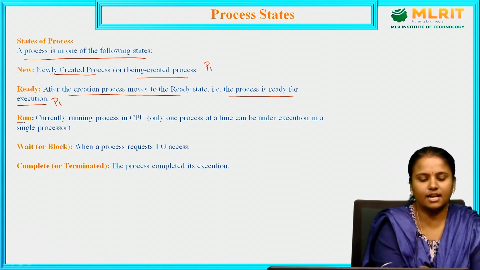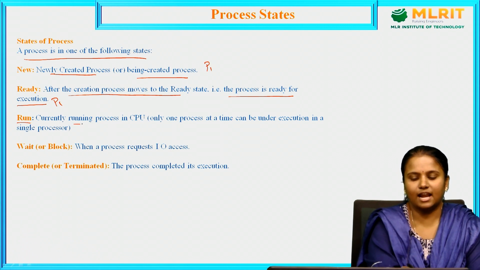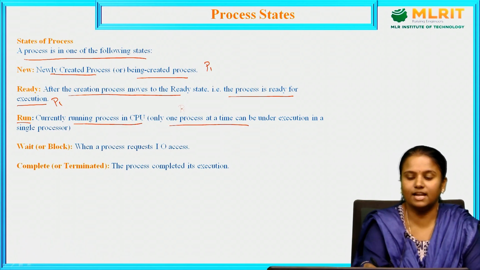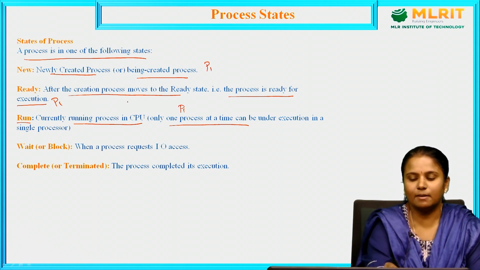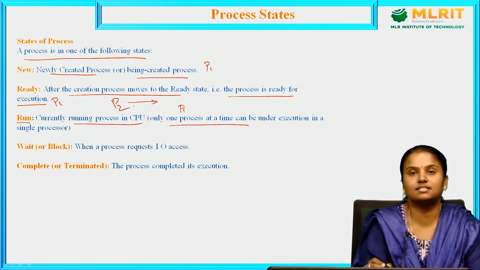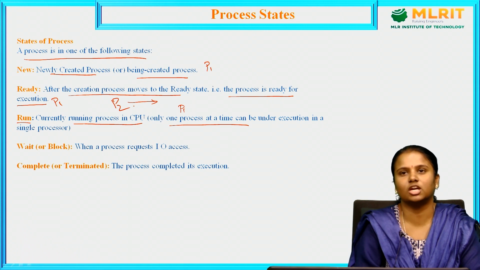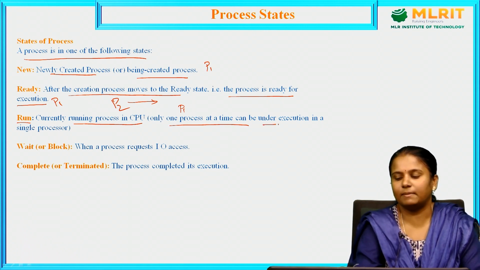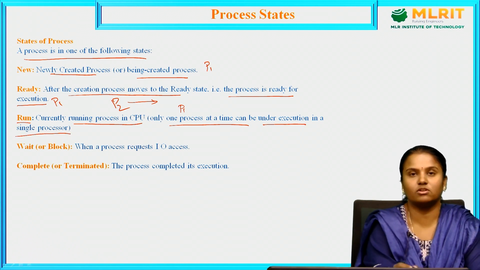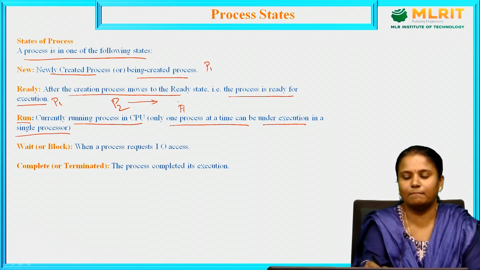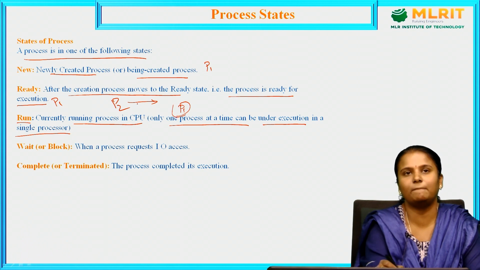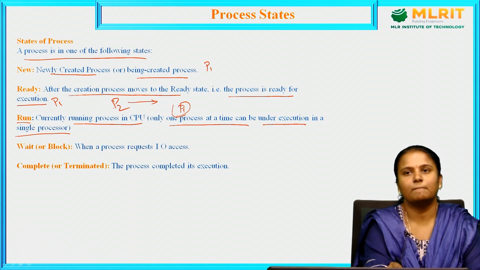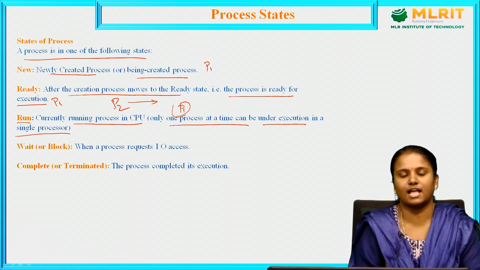Next, what does the run state do? It is the currently running process in the CPU, only one process at a time. So, P1 is under execution. No other process P2 can enter unless P1 completes its execution. Only one process at a time can be under execution in a single processor. Only after completion of P1 can P2 enter; without completing P1, P2 cannot enter. That is the run state.